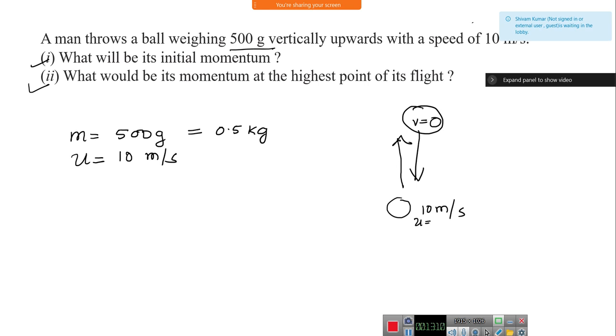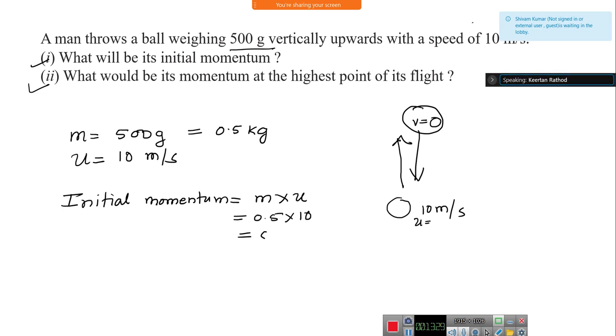What will be its initial momentum? Initial momentum is very simple. Initial momentum is equal to mass into u, keep telling me the answer, equal to 0.5 into 10, that's equal to 5 kg meter per second.